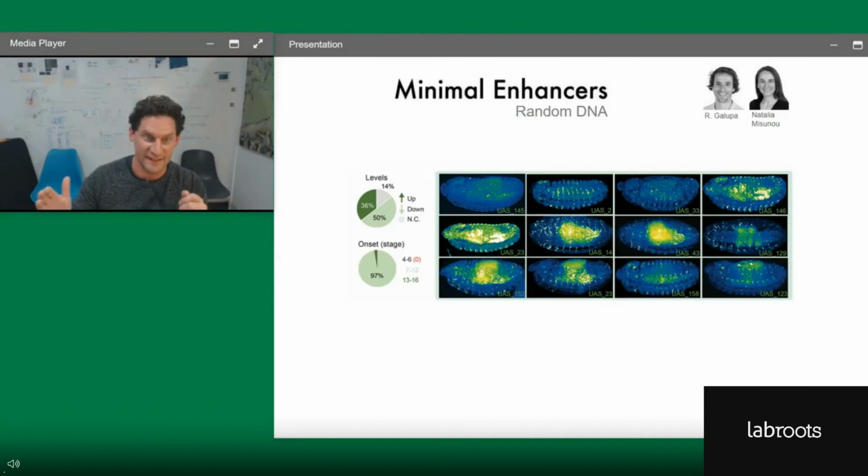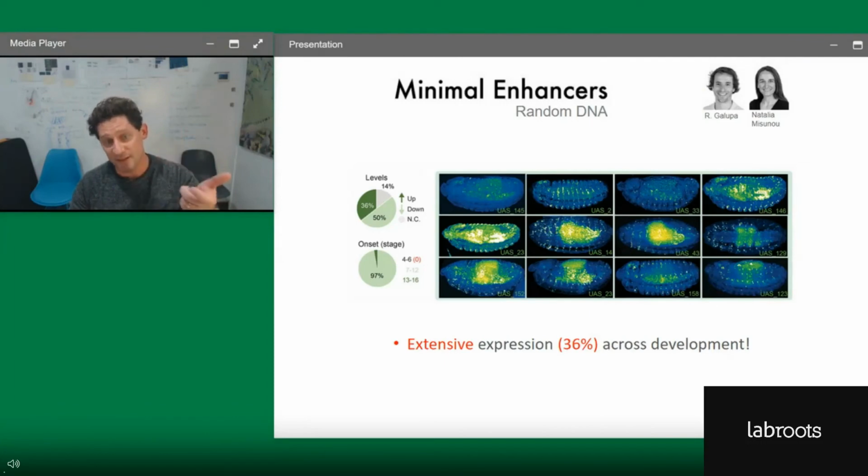And this, again, if you can see this pie chart right here, in this case, about 36% of these drove expression somewhere in development. Many of these examples here are each individual lines. You can see there are different spots. Some are turning on in the developing intestine, the gut, the head, the ectoderm, all over the place, right? So there's very high, robust expression.